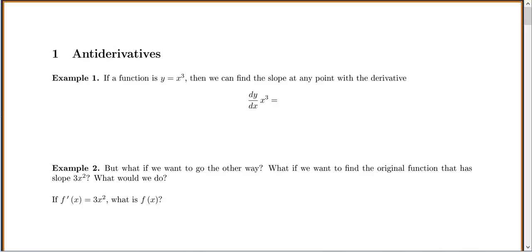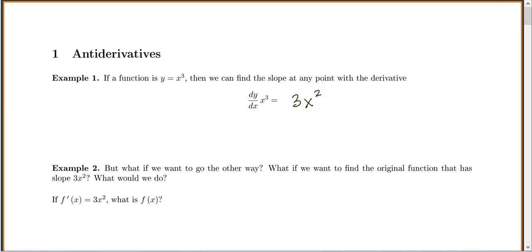So in example 1, if a function is y equals x cubed, then we can find the slope at any point with the derivative. Okay, well, what is the derivative of x cubed? The derivative would be 3x squared. I brought the power down and then dropped the power by 1. But now we know how to take derivatives. What if we want to go in the other direction? What if we want to find the original function that had slope of 3x squared? What would we do?